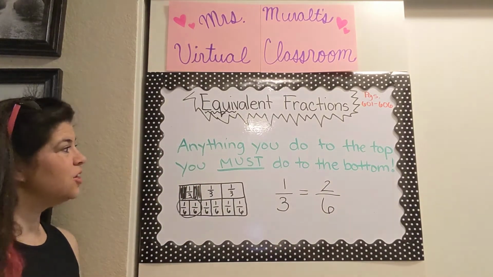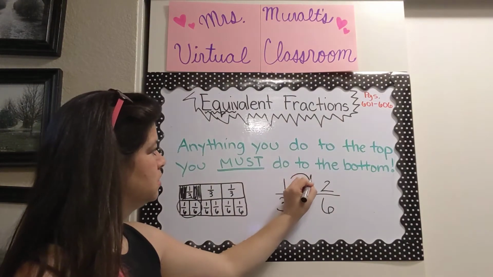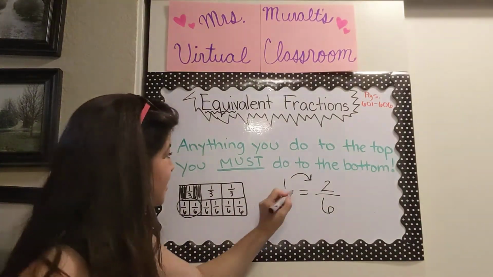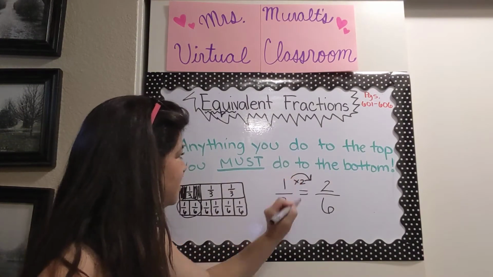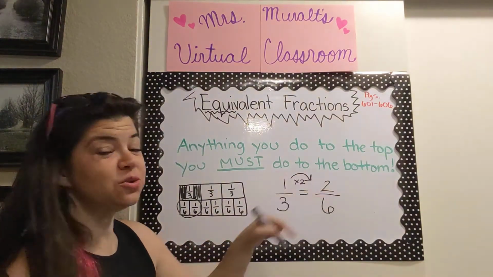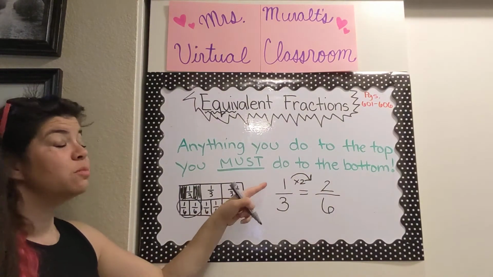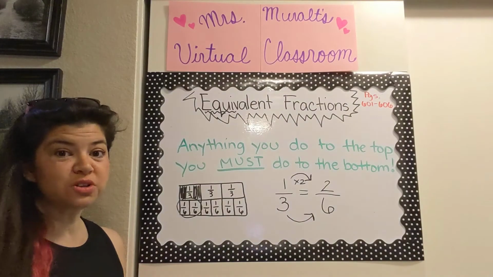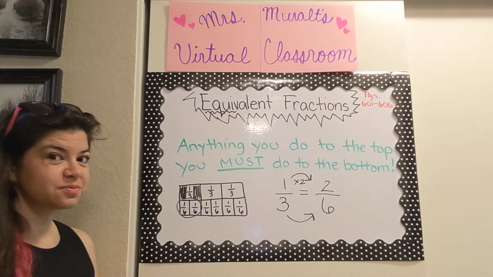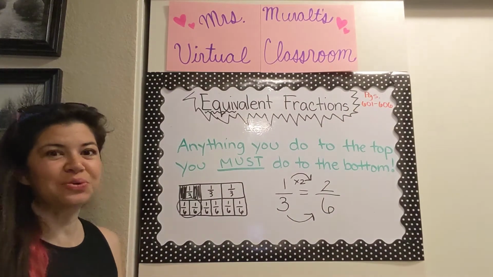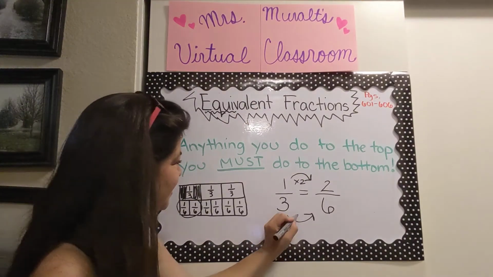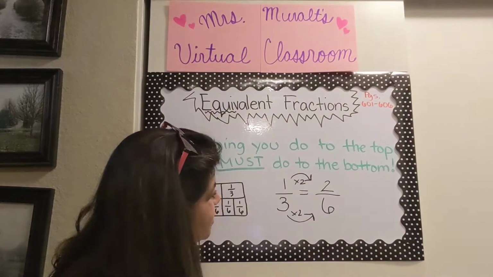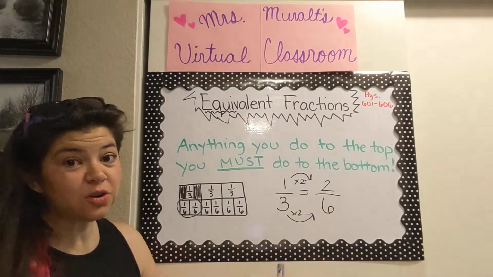What did we do to that numerator? If you said we multiplied it by 2, you're right. 1 times 2 equals 2. So if we multiply the numerator by 2, what do we have to do to the denominator? Times it by 2, exactly, good job. 3 times 2 gives us 6. So there you have it, 1/3 equals 2/6.